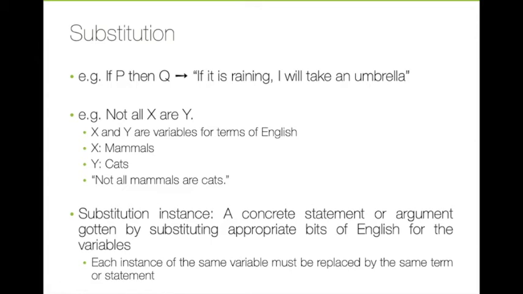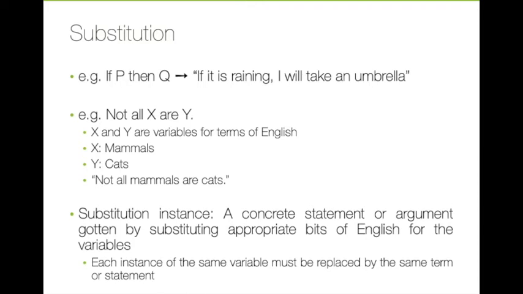The statement form, not all X are Y, has variables for terms. So X and Y stand for terms. And that means something like verbs or generic nouns. So as an example, we could substitute mammals for X and cats for Y to get not all mammals are cats from not all X are Y. So the statement, not all mammals are cats, is what's called a substitution instance of the form, not all X are Y.